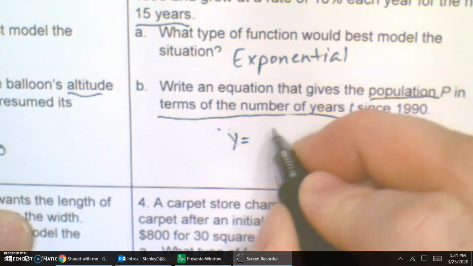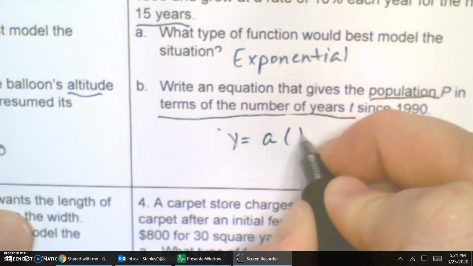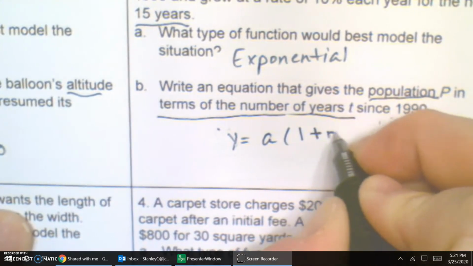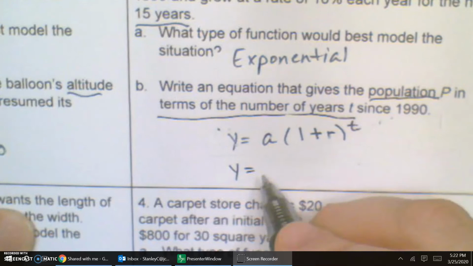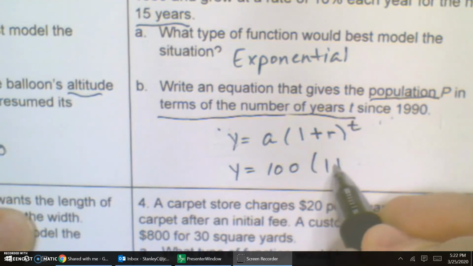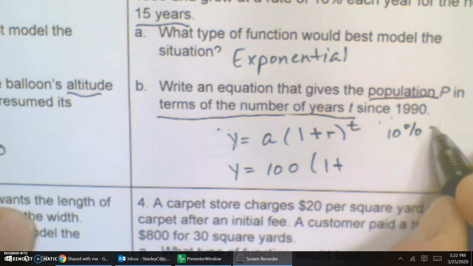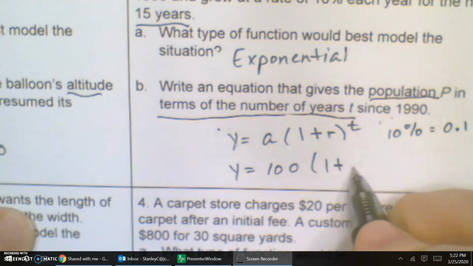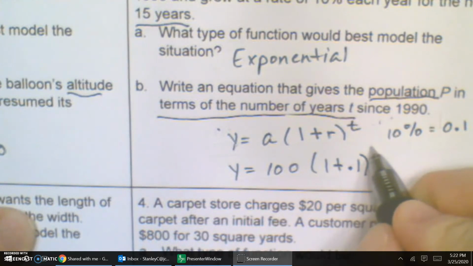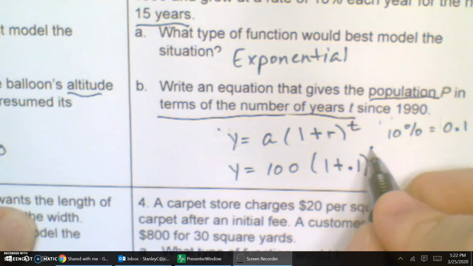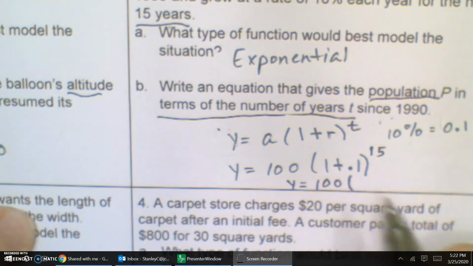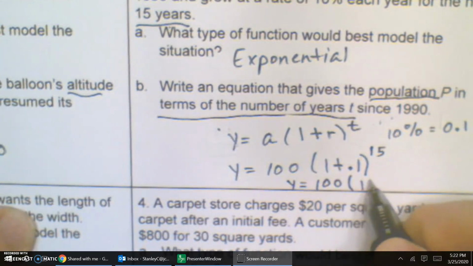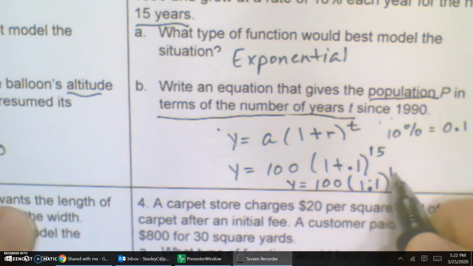So y is equal to a times 1 plus r, where r is the population growth rate, raised to the t power. So we started with 100 people. The rate is 10%. 10% as a decimal is 0.1, raised to the t power. The number of years since 1990, it says 15 years is what we're looking at. So if we reduce this just a little more, y is equal to 100 times 1 plus 0.1, which is 1.1, raised to the 15th power.